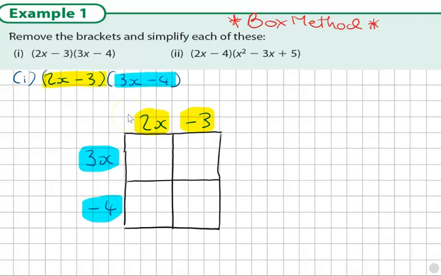So we draw in our terms. It doesn't really matter which way you put them because you'll get the same answer either way. I put the 2x minus 3 along the top and I put the 3x minus 4 along the side, but I could have done it the other way around. You'll still get the same answer.